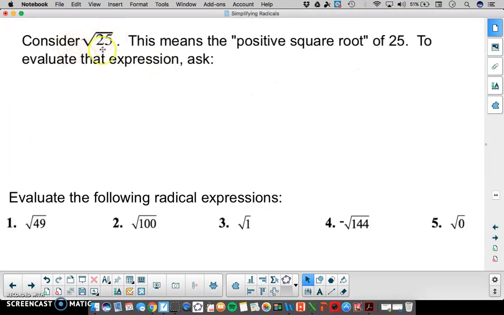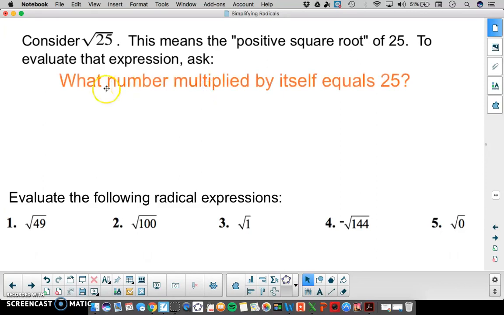First, we're going to consider the square root of 25. Because of the way this radical expression is written, it means the positive square root of 25. In order to evaluate that expression, we need to ask ourselves, what number multiplied by itself equals positive 25? And we know that it has to be positive 5. Because we are interpreting this to say the positive square root of 25, we won't consider the negative 5 as our solution to that evaluation.